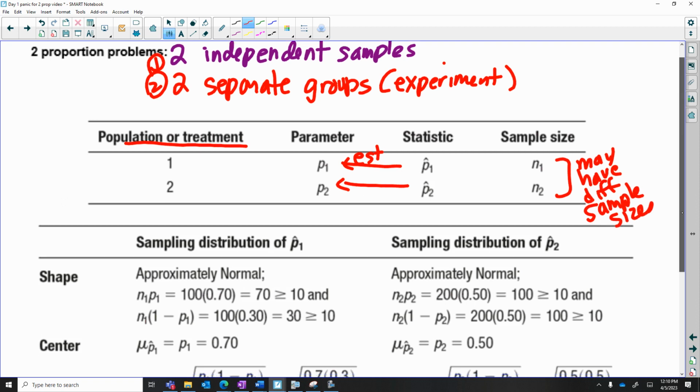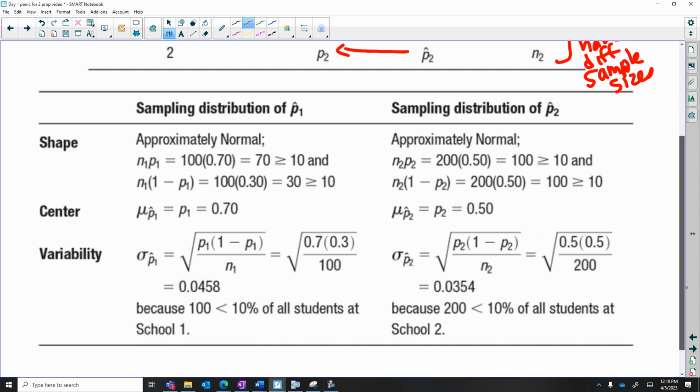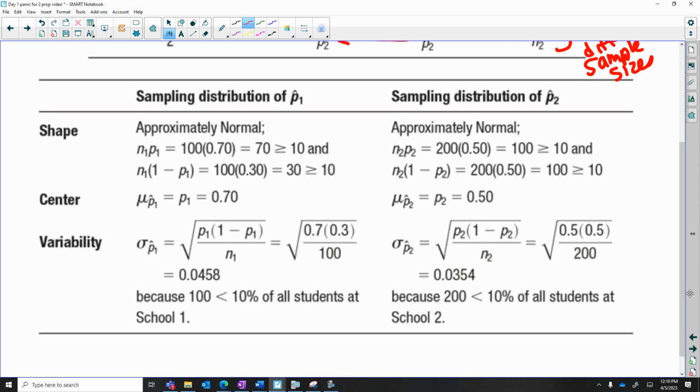So down here, this is showing you that you could do the independent SOCS, the shape, center, and spread for the sampling distribution of P1 hat. And separately, you could do the independent SOCS, the sampling distribution of P2 hat. And you're basically checking those same rules of thumb that we checked for the 1 sample proportion problems. Is it approximately normal? Meaning is NP and NQ greater than or equal to 10? Remember, if you don't have P, you use P hat.